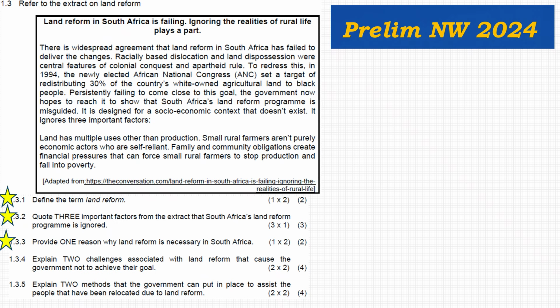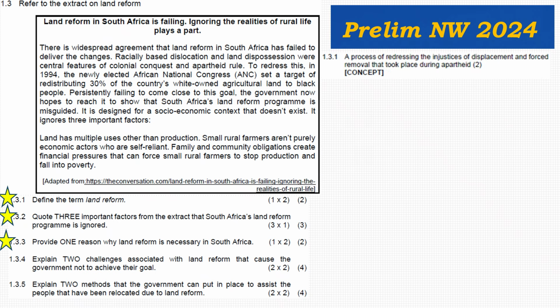It ignores three important factors. Land has multiple uses other than production. Small rural farmers aren't purely economic actors who are self-reliant. Family and community obligations create financial pressure, and that can force small rural farmers to stop production and fall into poverty.